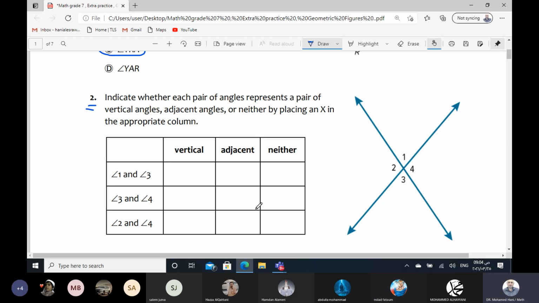Now, as you see here, we have two instruction lines, and we have 4 angles, and we have here this table. We want to determine what is the type of the two angles, angle A and angle 3. Is it vertical, adjacent, or neither? Who can tell me? Vertical. Angle A and angle 3 will be vertical. Angle 3 and 4. Not vertical. Adjacent. But number 2 and 4. Neither. Number 2 and 4, Mr. Adjacent. No, not adjacent. Vertical.